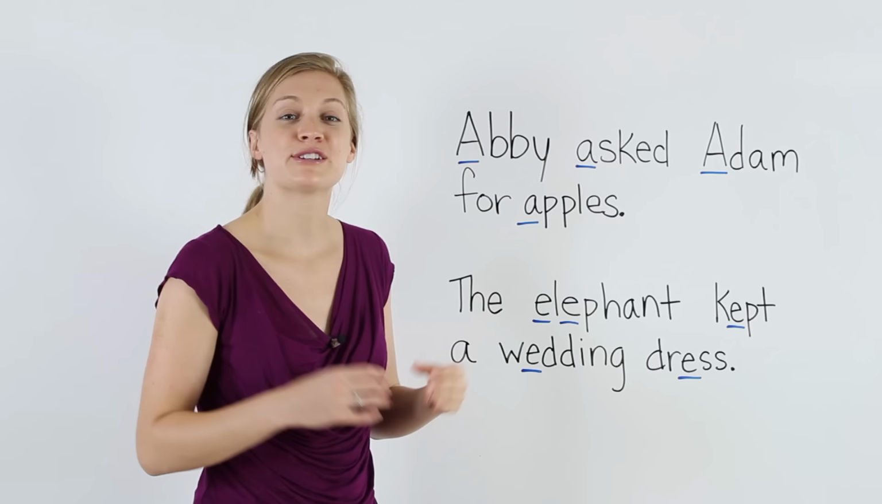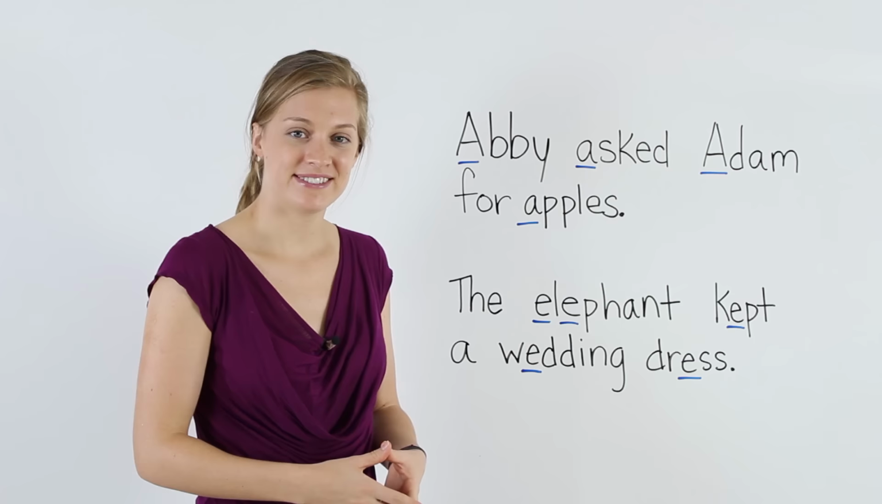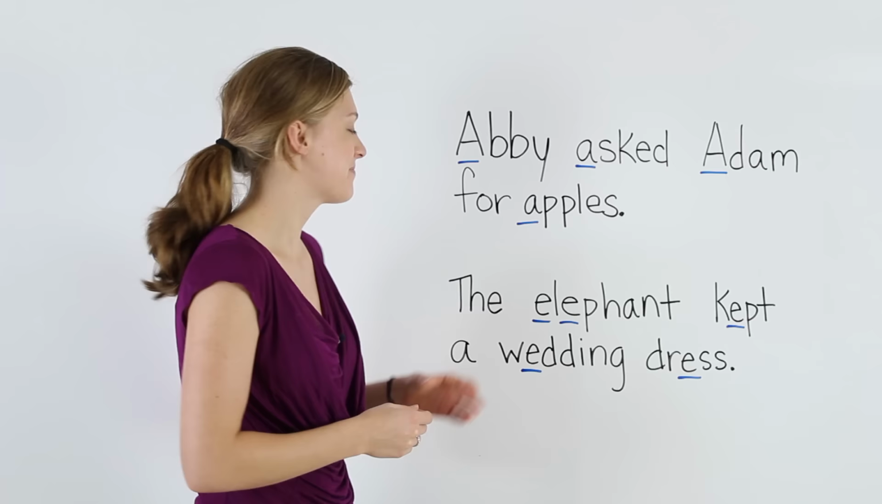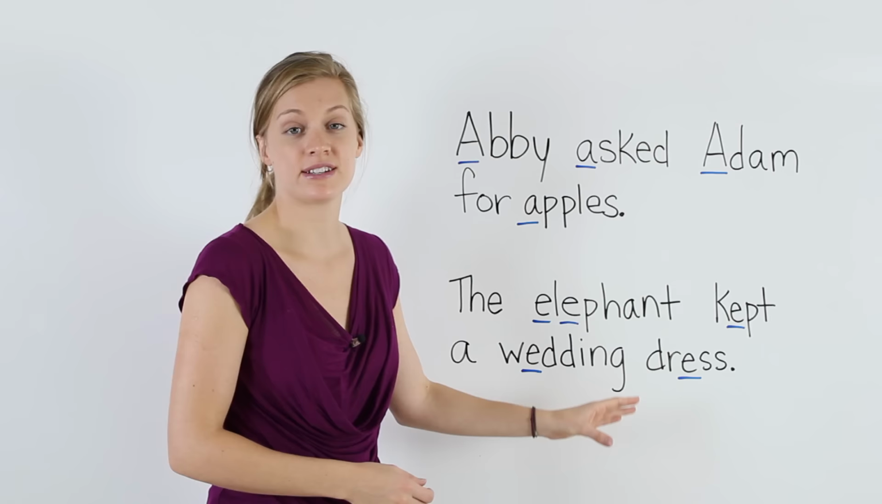Now let's try it all together a little bit faster. Abby asked Adam for apples. How did you do? I hope you did well. Let's move on to the next sentence. The elephant kept a wedding dress. Now we'll practice together and go slow.